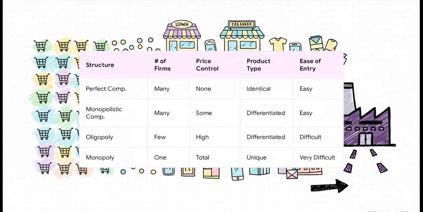And this chart lays it all out perfectly. You can literally see the journey right here. As you go down the list, look what happens. The number of firms shrinks from many down to just one. And at the same time, the ease of entry for new businesses goes from easy to forget about it. This simple little grid is basically your cheat sheet for understanding how almost any industry works.